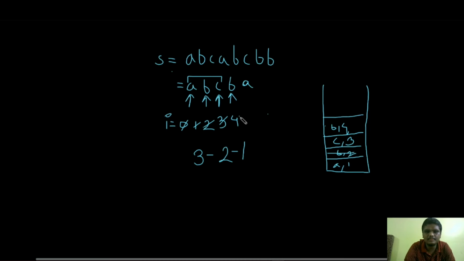Now, when we are at position 4, the I is currently at position A, right? But A is already present in our map. So if we go by our previous rule, that is we are going to do 4 minus 1 minus 1, right? Then it would give me 4. But over here we found that B is repeated twice. So how can our answer be 4?